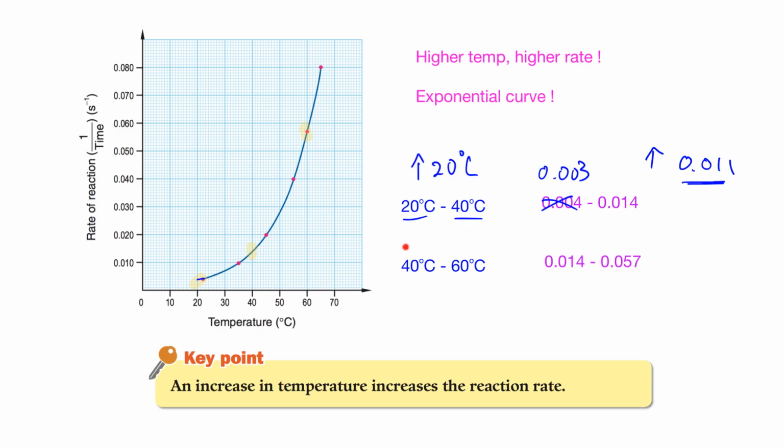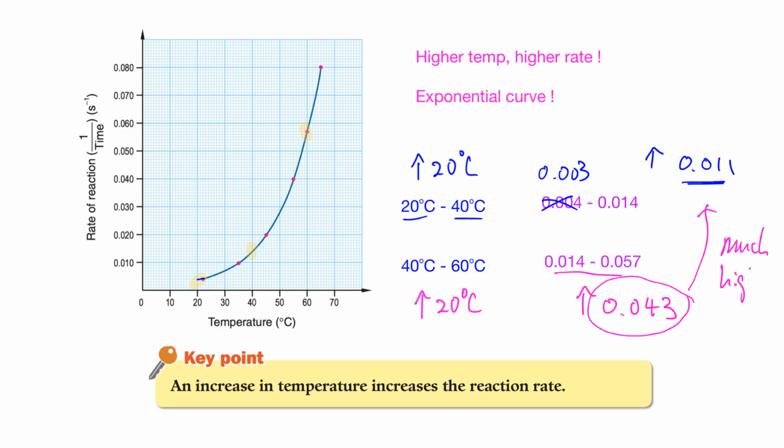But if we increase from 40 to 60, this time we are also increasing by 20 degrees Celsius. This time, we can see that the reading at 40 is around 0.014, and 60 is almost 0.057. So in the process, the increase won't be 0.011 this time, but about 0.043. So you can see that the increase is much higher than from 20 degrees Celsius to 40 degrees Celsius.